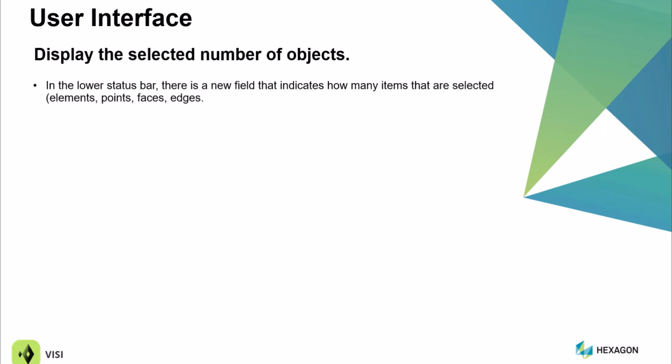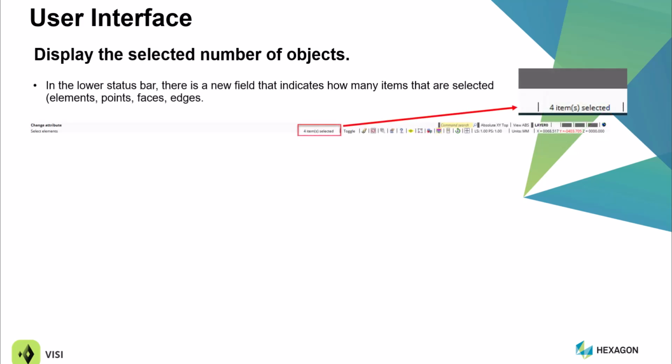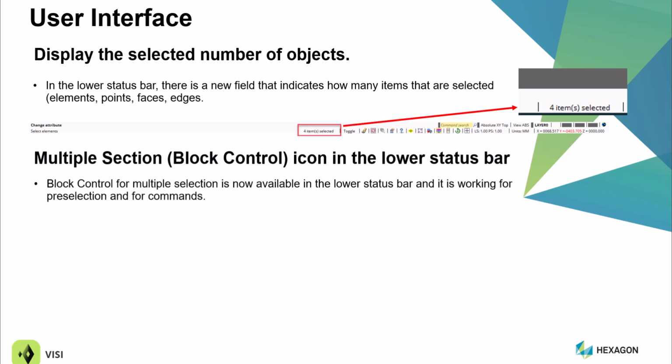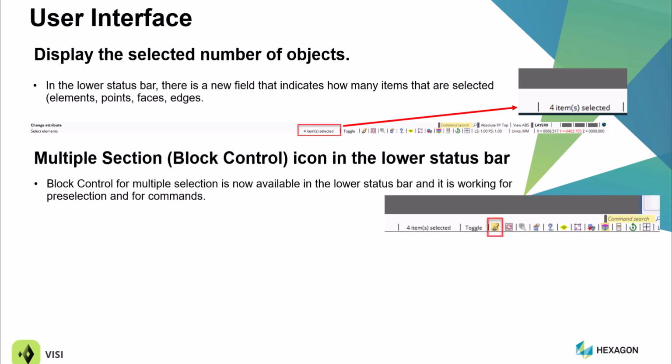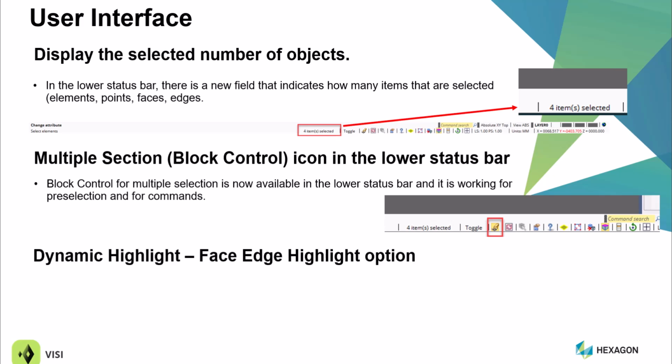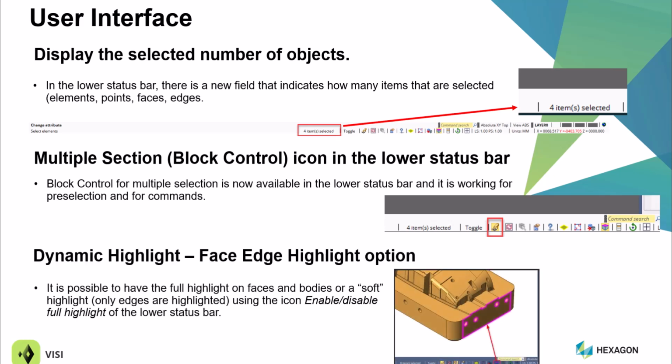So we have a new option for display selected number of objects. Basically, when you're using a command for block control, this shows you the amount of objects selected during the command. With block control, there's a new icon at the lower section of the screen that allows you to toggle block control on and off. And for dynamic highlight, you now have the ability to do a soft highlight.